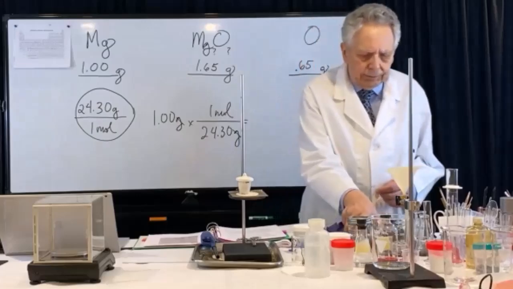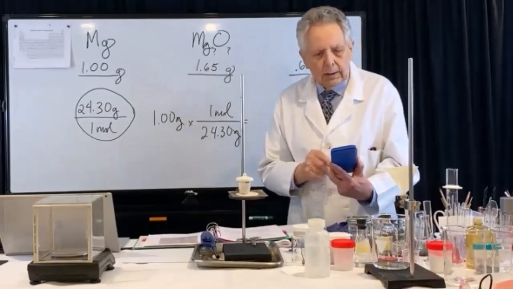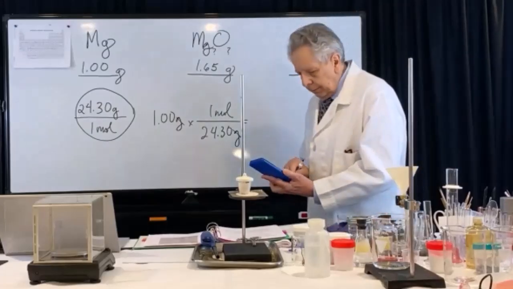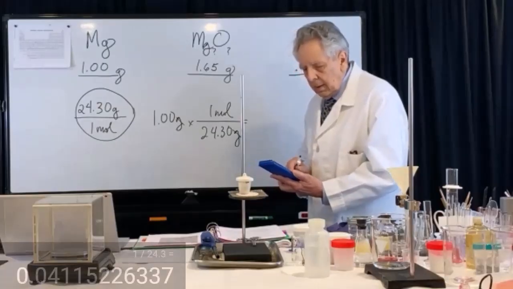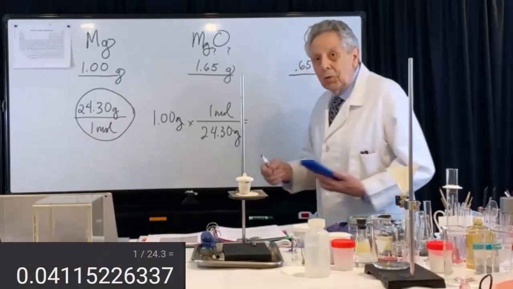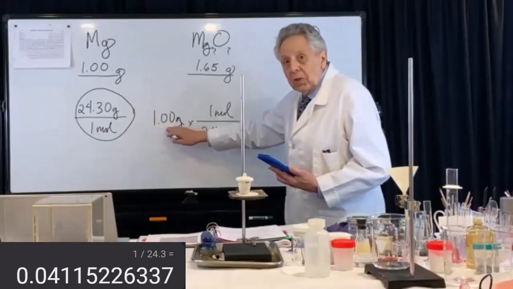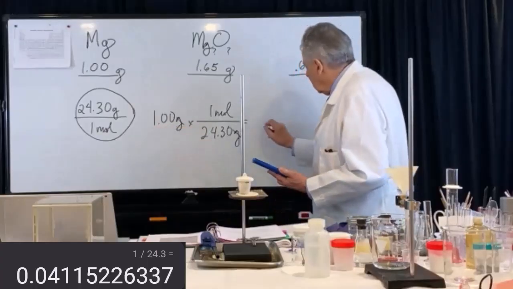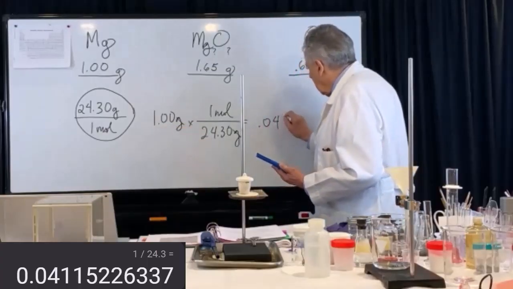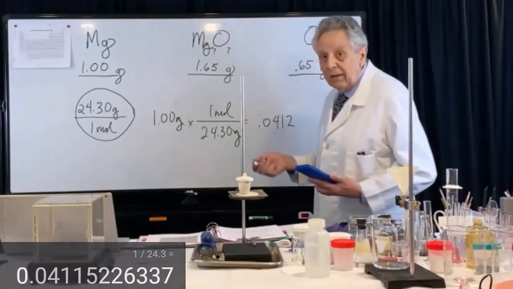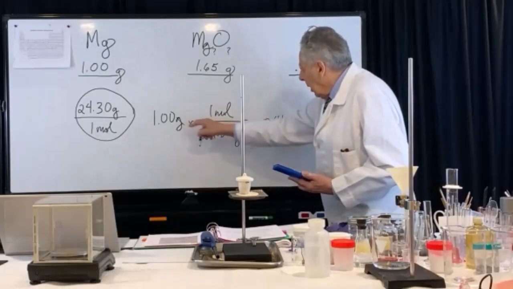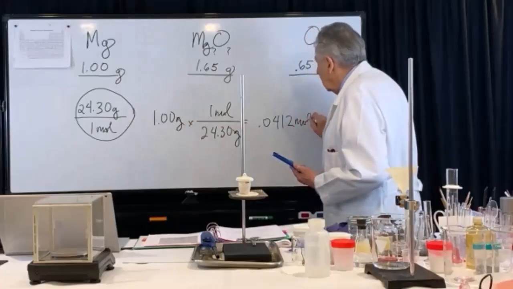Calculator time. All right. 1 divided by 24.3. Well, I get a lot of numbers, but we're going to carry this out to 3 significant figures. Okay, this is 0.041, and I'm going to round it off to 2. It's 0.0412, and grams cancel, so this is moles.